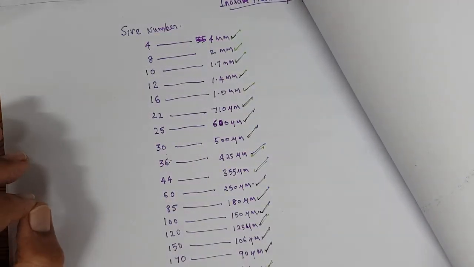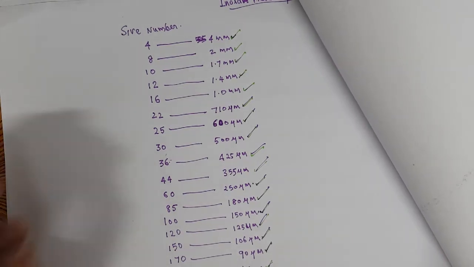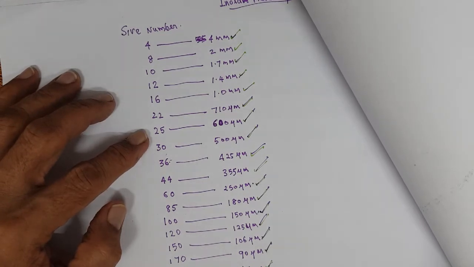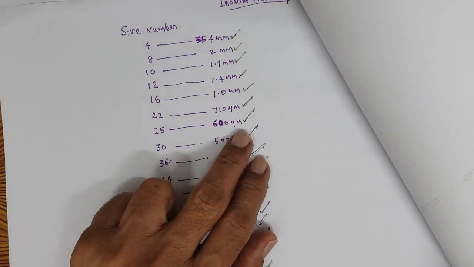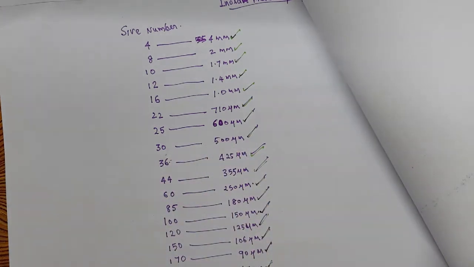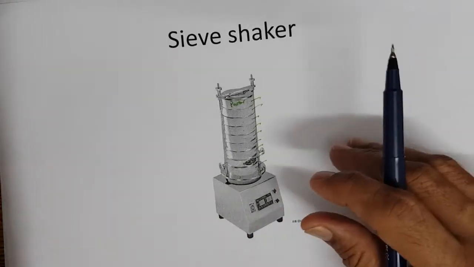For example, they say that I need a talc where not more than 2% is retained on 25 mesh, meaning 2% can be 600 micrometer, and the remaining should be less than that. So that is how the specification is given. That is how the sieve shaker is used.